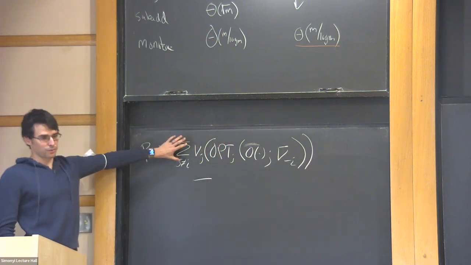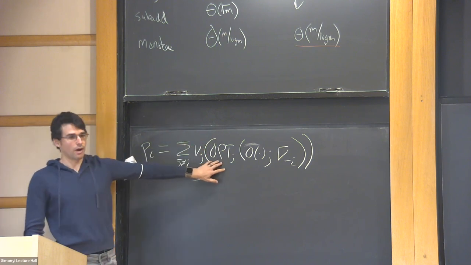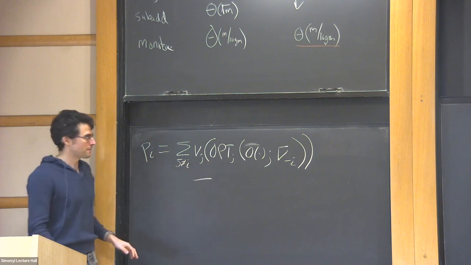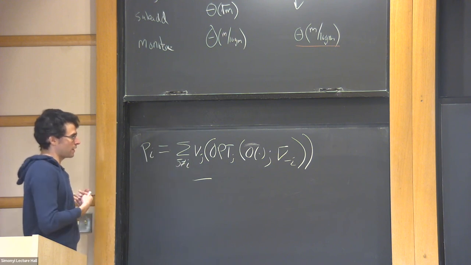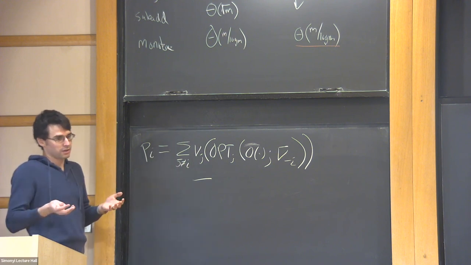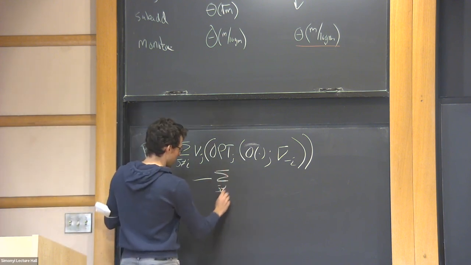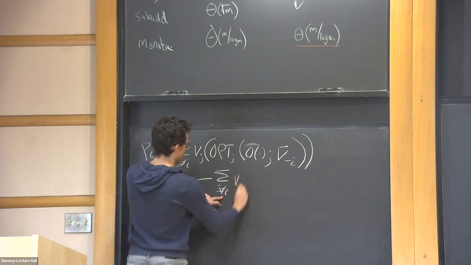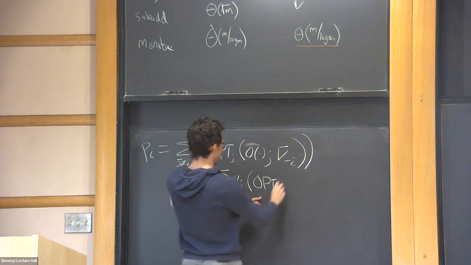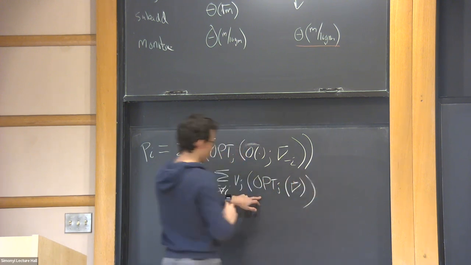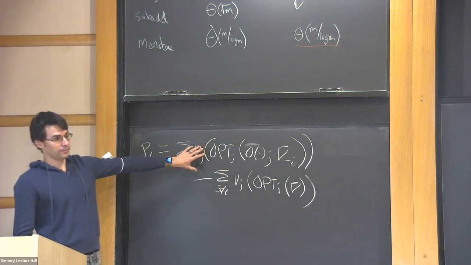Okay, so this is one half of the payment. The first thing I say is, if you weren't here, this is how happy everyone would be in the optimum. And then what I subtract, so this is what I'm charging you, and then I give you a rebate for how happy is everyone still, even though you're here? So this is the sum over all other players, v_j of op_j of the real input with you. Okay, so this is the entire payment.